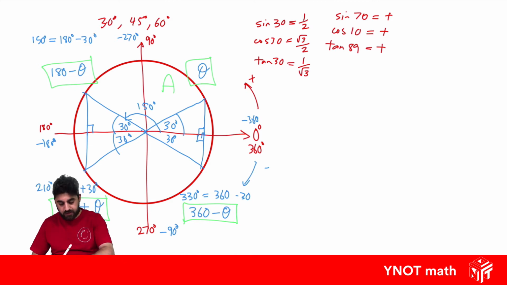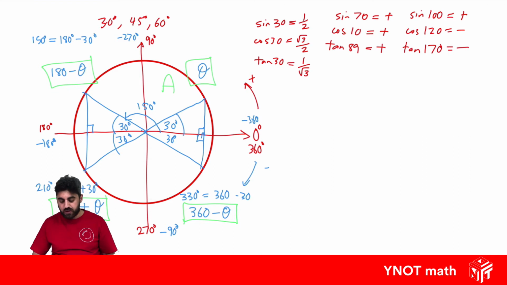If you went ahead and on your calculator put in sine 100, cos 120, or tan 170, so they're all between 90 and 180, you would find that only sine would give you a positive answer and the other two would give you negative results. So what happens in this quadrant is only sine values are positive.